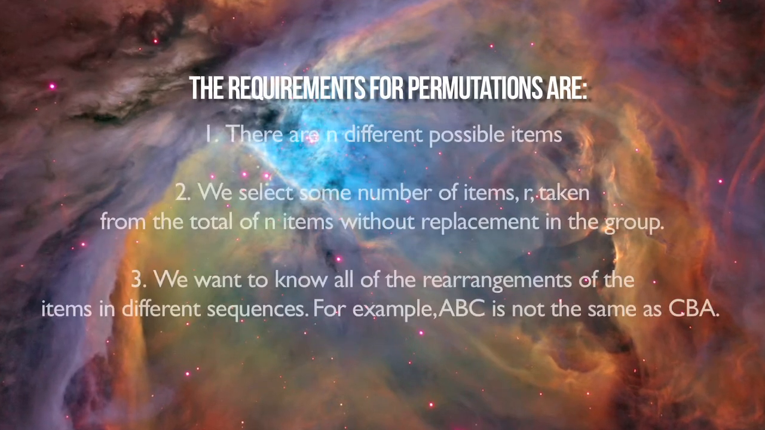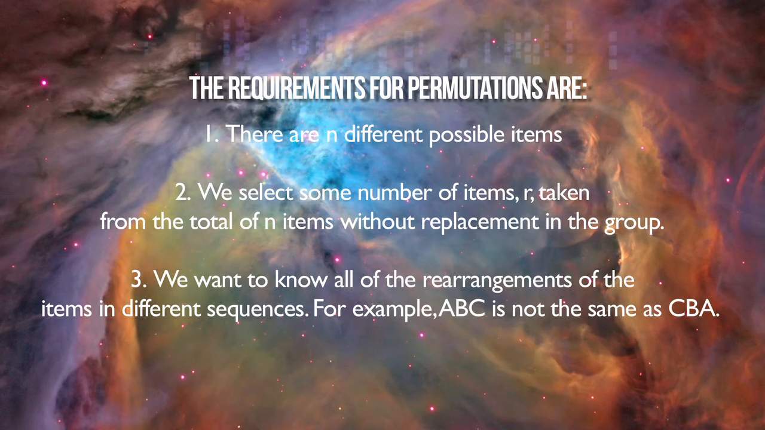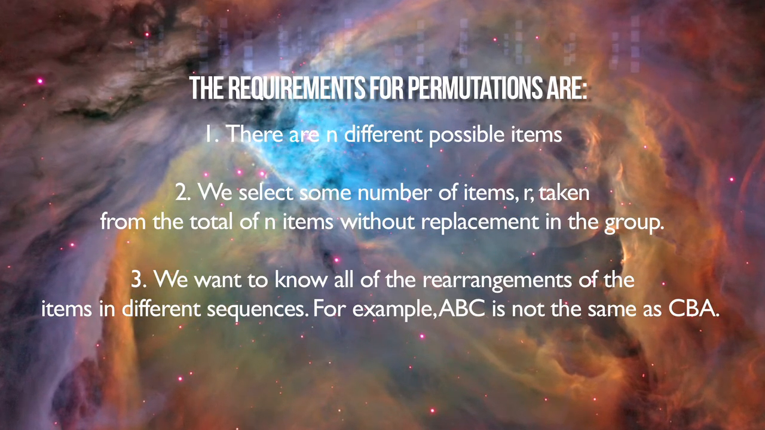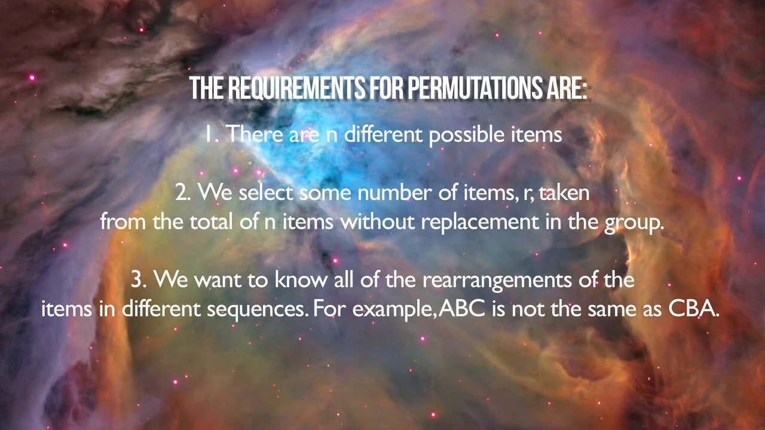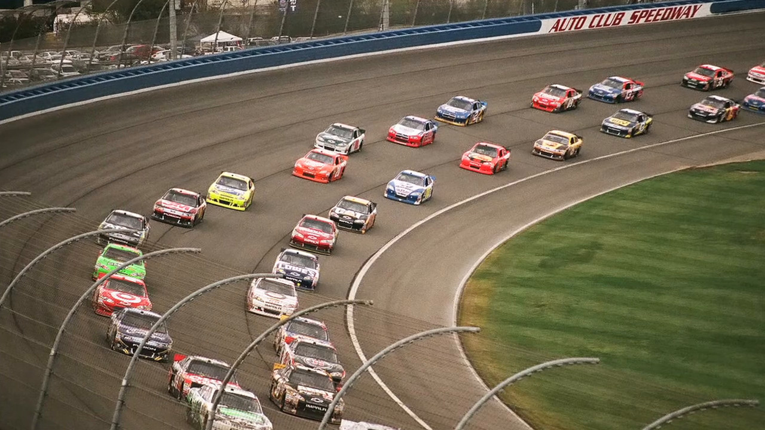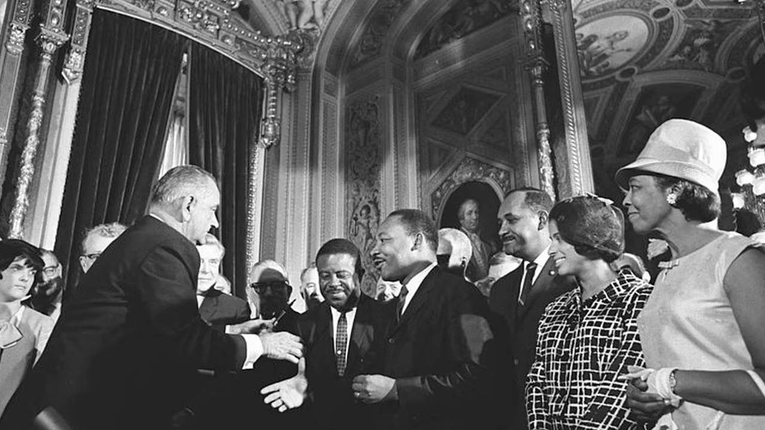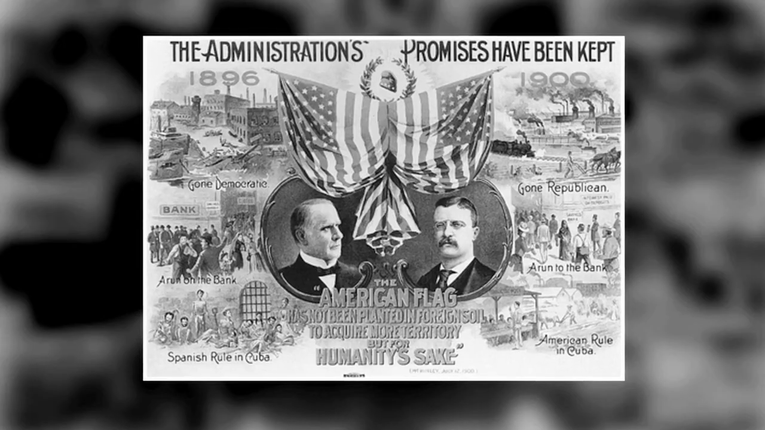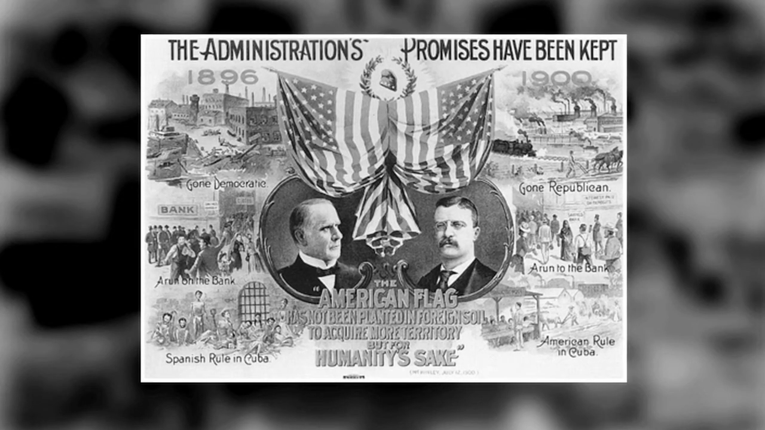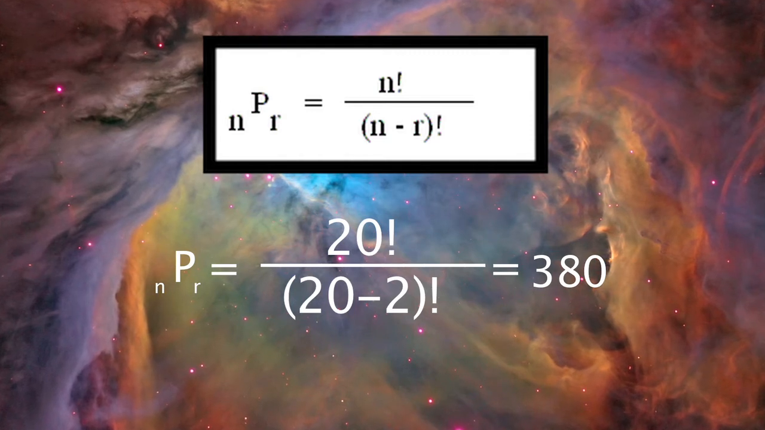The requirements for permutations are: there are n different possible items. We select r items from the n items without replacement in the group. We want to know all of the arrangements of the items in different sequences. For example, ABC is not the same as CBA. Generally, we use permutations for a race, contest, election, or a specific leadership position. The rank or order makes a difference. For example, if we have 20 people entered into a contest in which there's a first prize and a second prize, then the calculation is nPr, or 20P2, or 380.